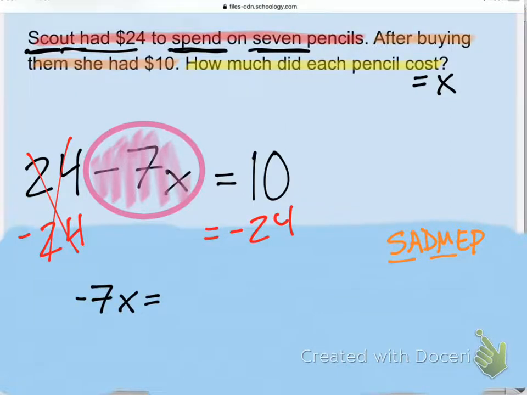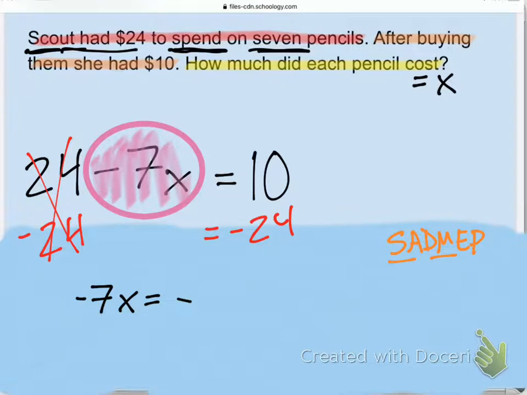This is tricky. 10 minus 24. I have $10. I spend $24. How much money do I have left now? Or better yet, how much money do I owe? Because I spent more money than I have, so now I'm in debt. Now I owe money. When we owe money, it's a negative, because our bank account's in a negative balance.